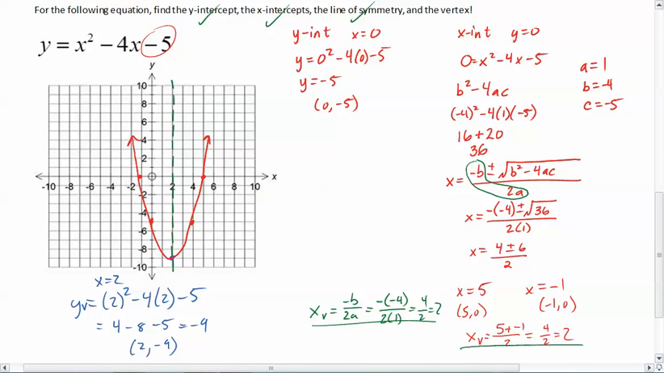There you go. I've used the ideas that we learned in the last problem. We also now have the line of symmetry and the vertex, which we can find easily and quickly from the information that we have without having to use a transformation. All right, there you go.